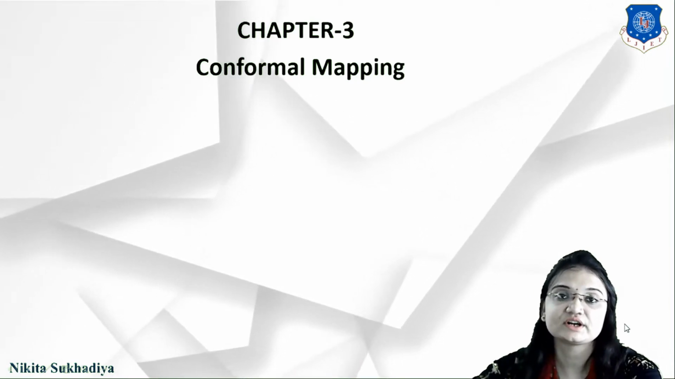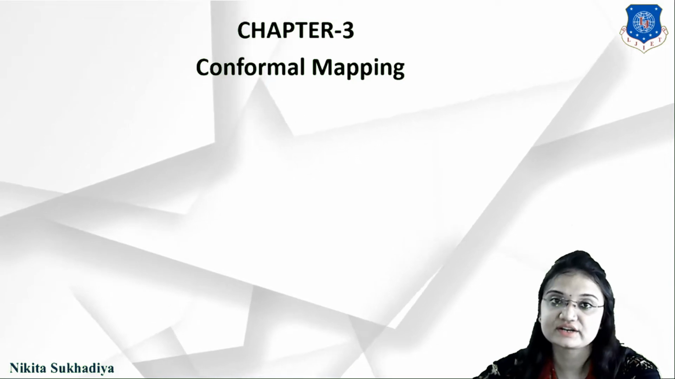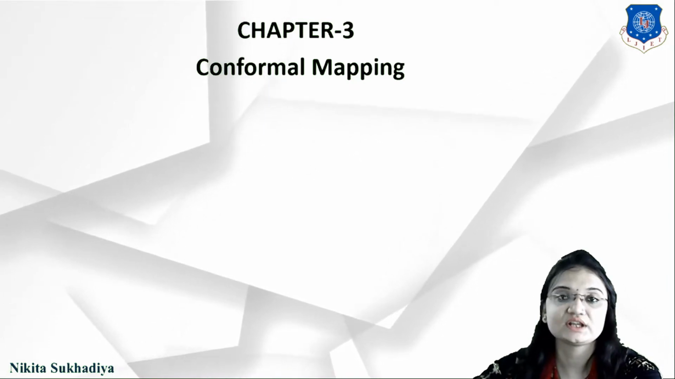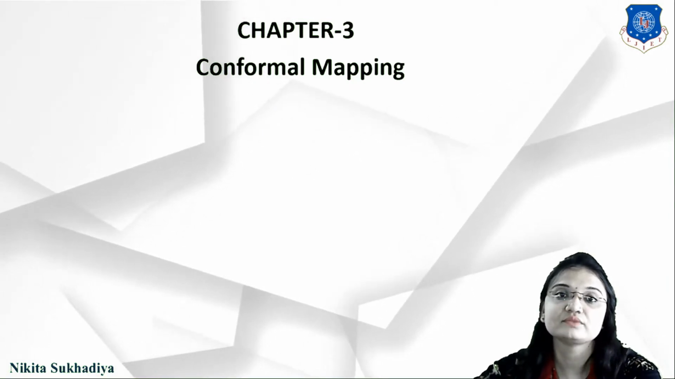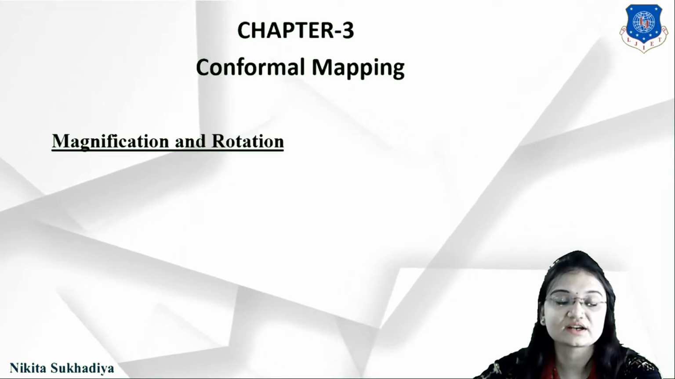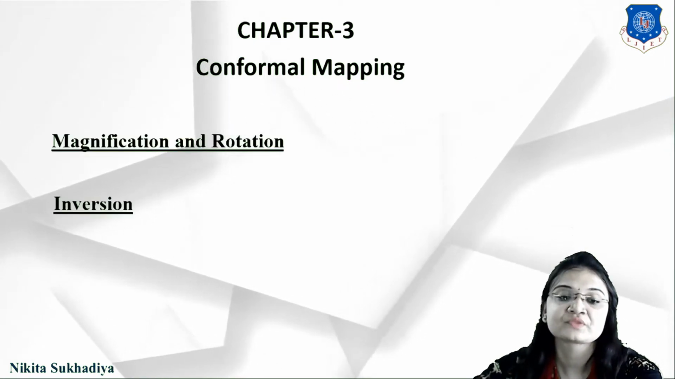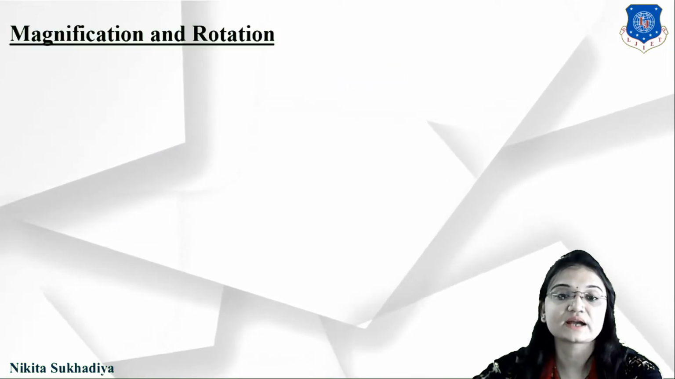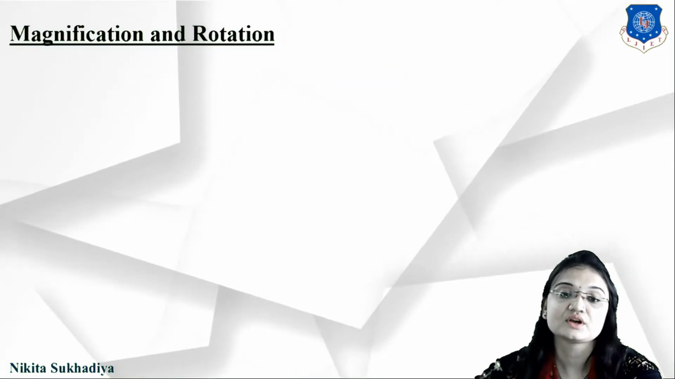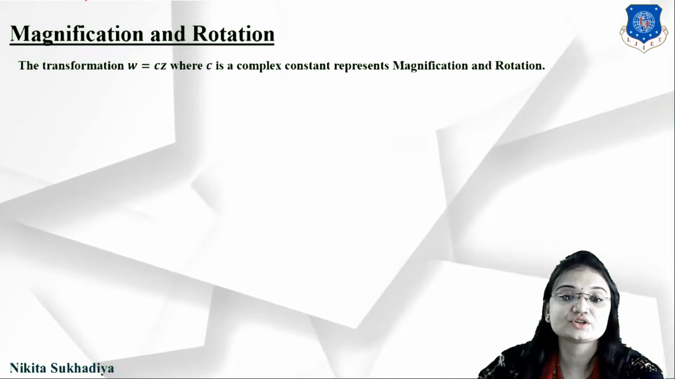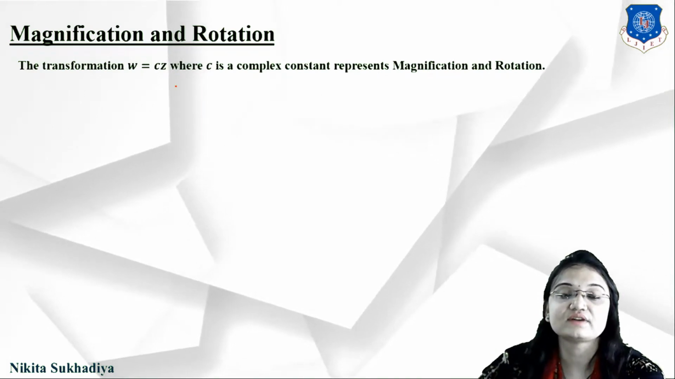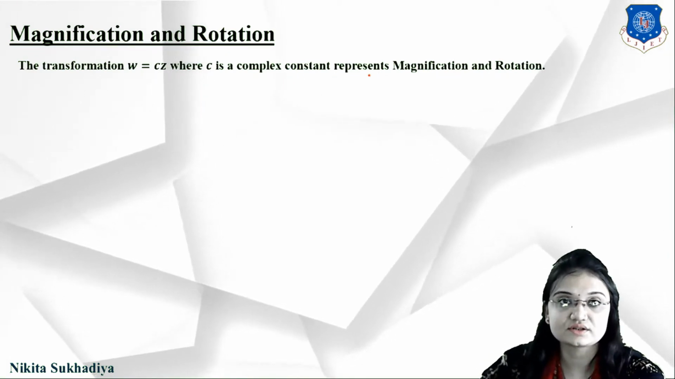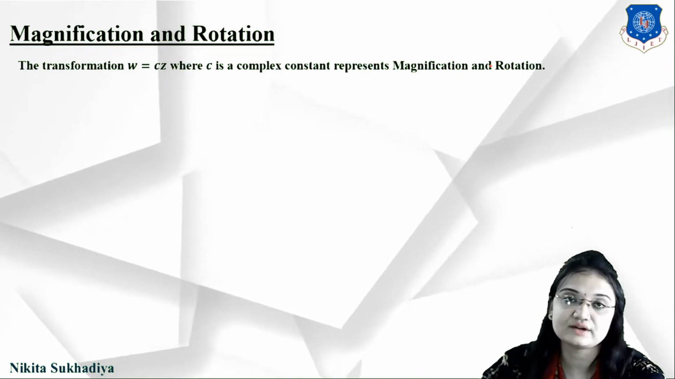So today we will continue our chapter number 3, that is conformal mapping. In this lecture we will take some new transformations, that is magnification and rotation, and second is inversion. Let us start with magnification and rotation. The transformation W is equal to Cz, where C is a complex constant, represents magnification and rotation.